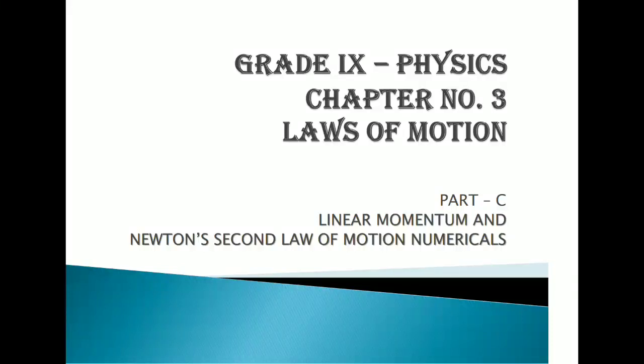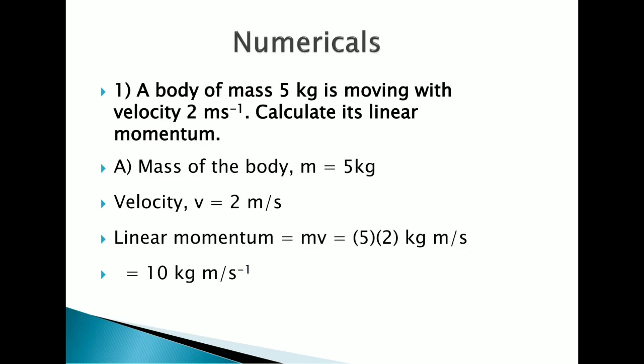Start with part C numerical of third chapter. So let us start. A body of mass 5 kg is moving with velocity of 2 meter per second. Calculate its linear momentum. Okay.